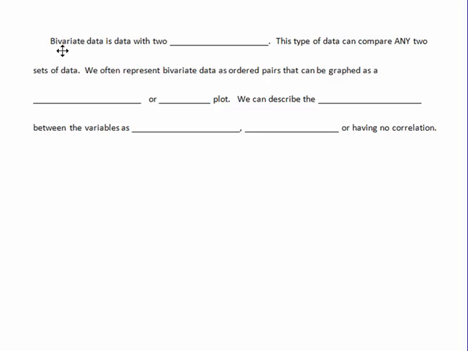So bivariate data is data with two variables. Right? Take the word bi out of there and you get variate, or variables, bi being two variables. So this type of data can be compared. This type of data can compare any two sets of data. So any two things that you think are related, you can try and see.